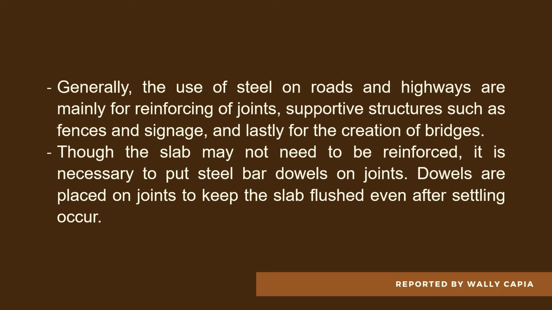So bakit nga ba kailangan maglagay tayo ng mga steel sa bar dowels that acts as a joints? Kasi nga 'di ba, yung mga steel, sila yung mag-a-act as joints or sila yung magdudugtong sa dalawang slab para na kung sa ganun magkaroon naman ng crack is hindi naman masisira kaagad. Dowels are placed on joints to keep the slab flush even after settling occur. Ayun yung sinasabi ko kanina.